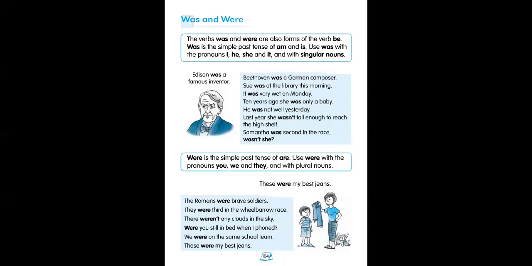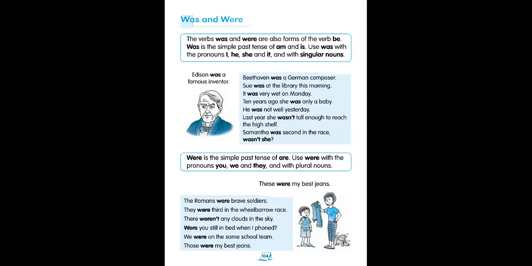As we have already discussed, was and were. What are was and were? I'll just give you a quick recap. Was and were are nothing but helping verbs. Was is the simple past tense of am and is. Was is used with pronouns I, he, she, and it, and with singular nouns. We use was with singular nouns and were with plural nouns.